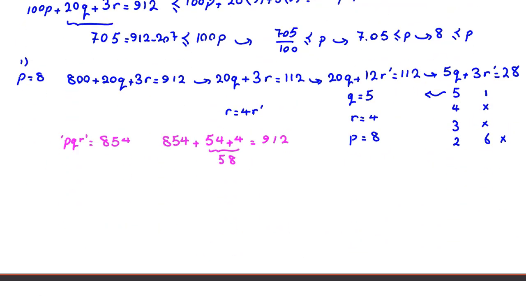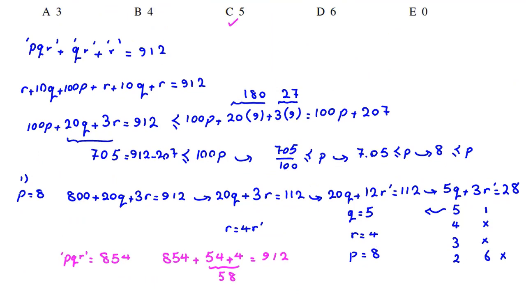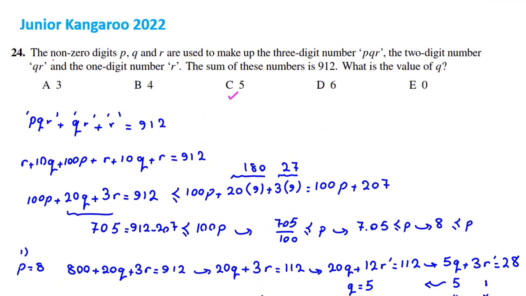Also, we can check case 2 to prove that there is no other answer. P is 9. So here it will be 900 if you replace P with 9, plus 20Q plus 3R equal to 912. And if you subtract, 20Q plus 3R equal to 12, and Q should be 0, because if Q is 1, it will be at least 20. And the problem says non-zero digits. Okay, so case 2 is impossible. Our answer is choice C, 5.